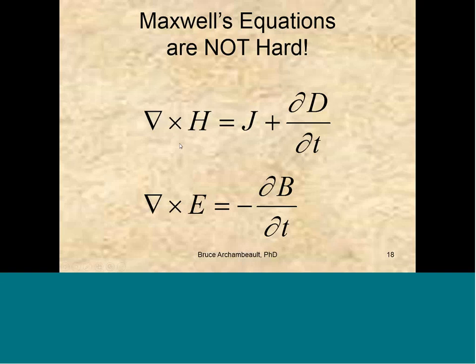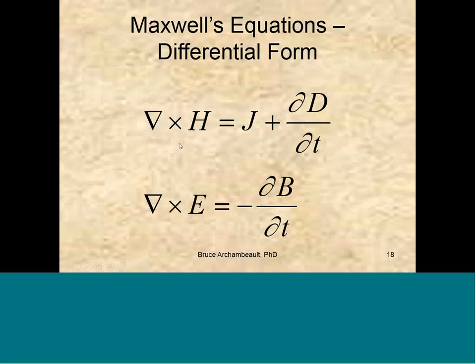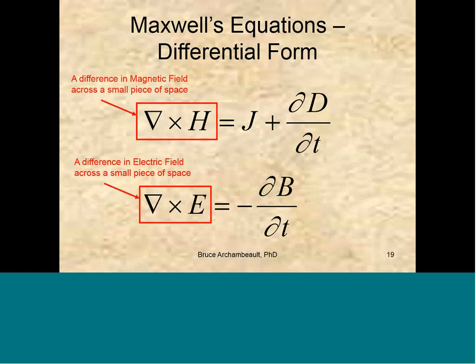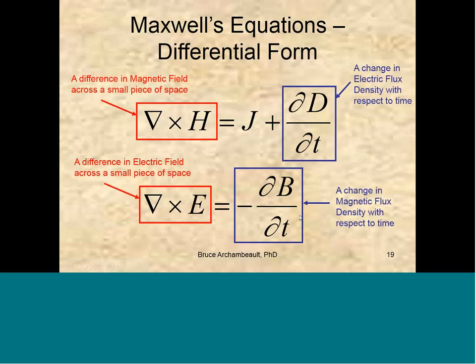If I was to do this in one dimension, I'd be taking the difference of the magnetic field across a piece of space or the electric field across a piece of space. So just imagine, hold your thumb and forefinger an inch away from each other and say, okay, how fast is the electric field or the magnetic field changing in between my two fingers? And then that's equal to how fast the electric field or the magnetic field is changing here.